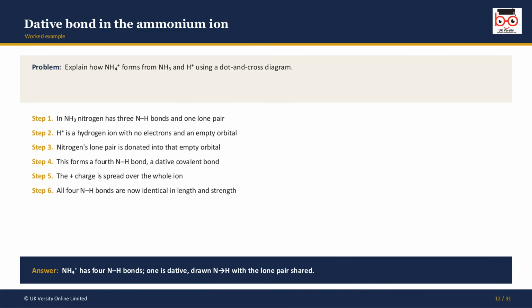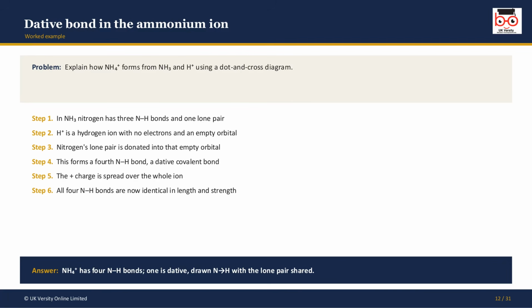In ammonia, nitrogen has 3 nitrogen-hydrogen bonds and one lone pair left over. A hydrogen ion, meanwhile, is just a bare proton with no electrons and an empty orbital. Nitrogen donates its lone pair into that empty orbital, creating a 4th nitrogen-hydrogen bond, a dative one. The overall plus charge is spread across the whole ion, and importantly, all 4 nitrogen-hydrogen bonds end up identical in length and strength.